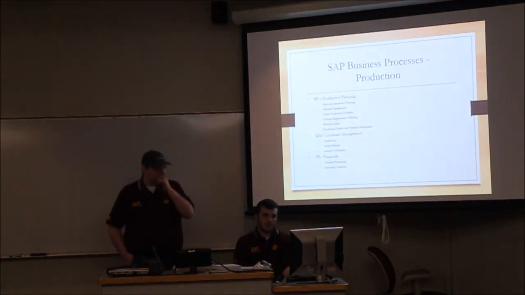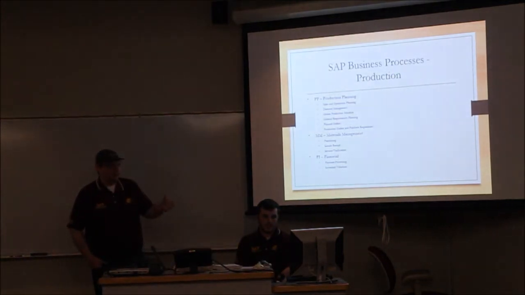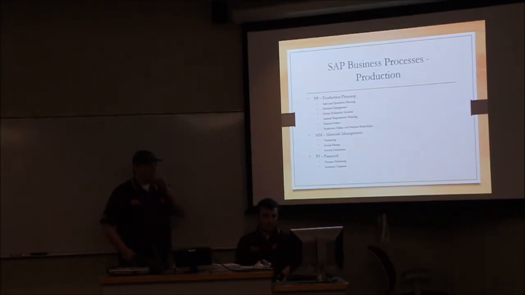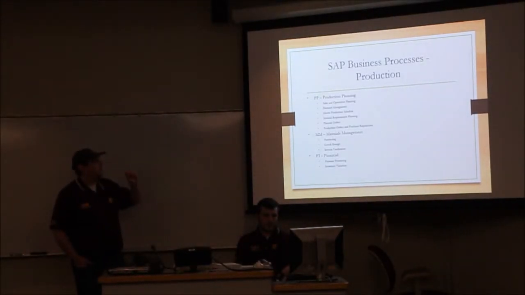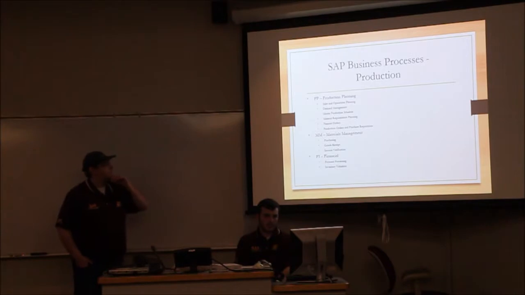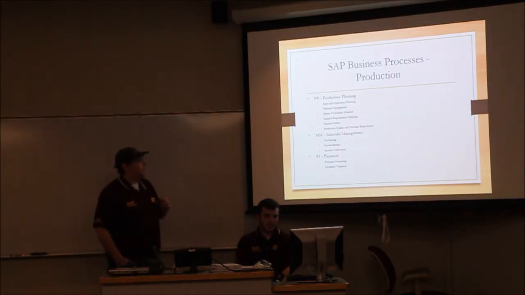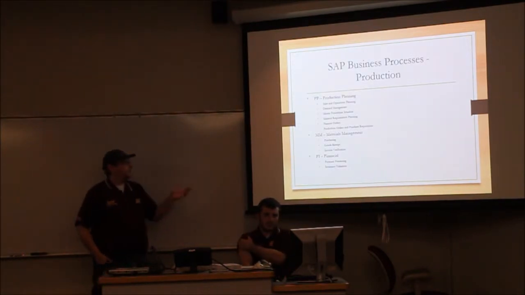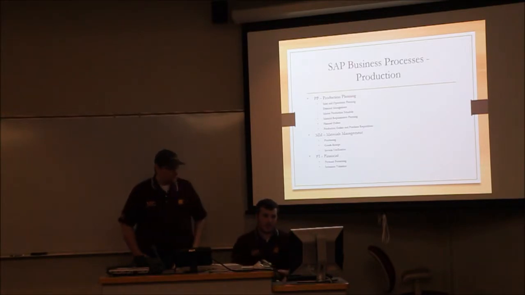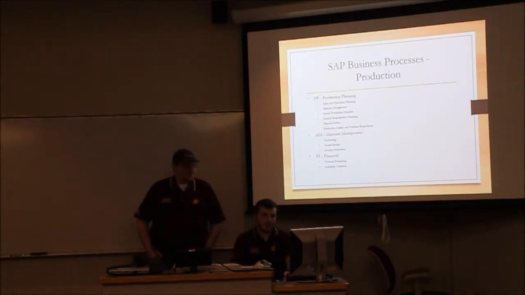Okay. So these are some of the modules that interact with the production process. We have production planning: sales and operations planning, demand management, master production schedule, material requirements planning or MRP, planned orders, production orders, and purchase requisitions. And then we have materials management, purchasing, goods receipt, invoice verification, as well as FI, financial accounting. There are other modules that go into the production process, but these are the main focuses that we're going to try to highlight today.